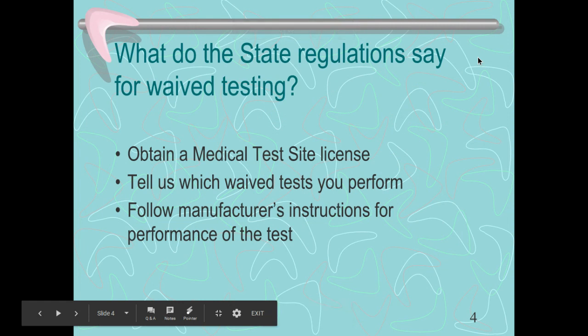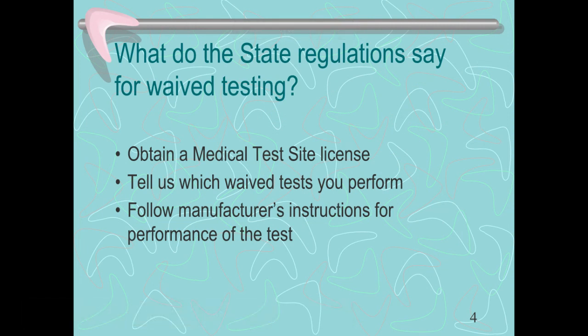So what do the state regulations say about waived testing? There is a list from the Center for Disease Control. There's a complete list, and in a little while, we will look at the complete list of waived tests. Now, each state can say certain tests are or are not available to be waived, and that's usually based on the Department of Health. The Texas Department of Health usually determines what tests can be done in the state.